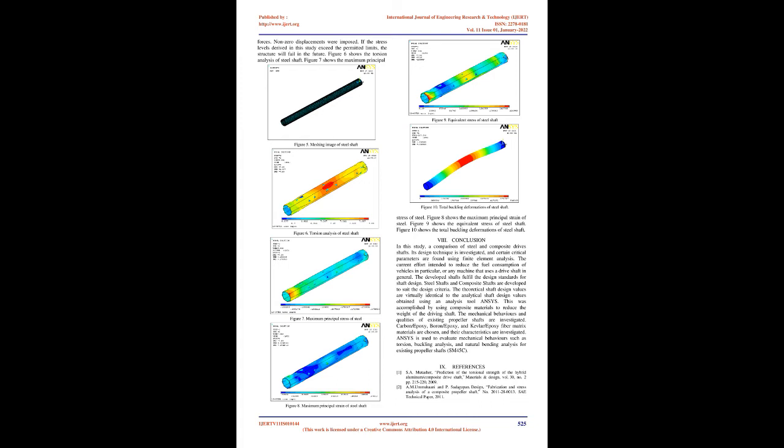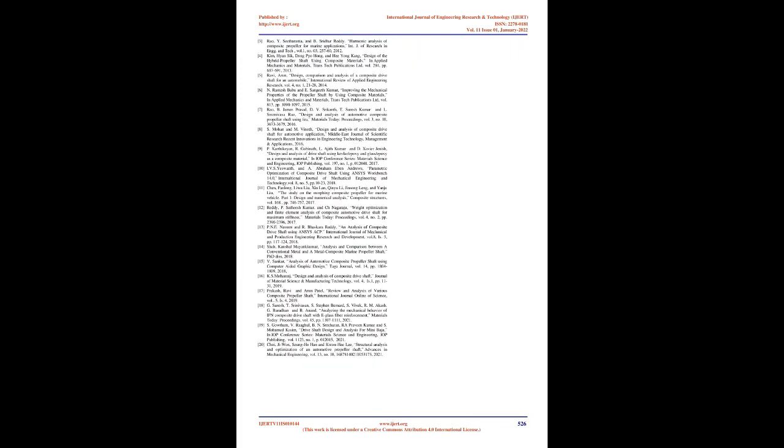Boron/epoxy, Kevlar/epoxy, and carbon/epoxy are the 3 composite materials chosen because of their high strength to weight ratio, high stiffness to weight ratio, high impact resistance, better fatigue resistance, improved corrosion resistance, and good thermal conductivity. 5. Modeling of shaft, finite element analysis. Finite element analysis, FEA, is a computer-based numerical approach for evaluating engineering structures, torsion, buckling analysis, and natural bending analysis.